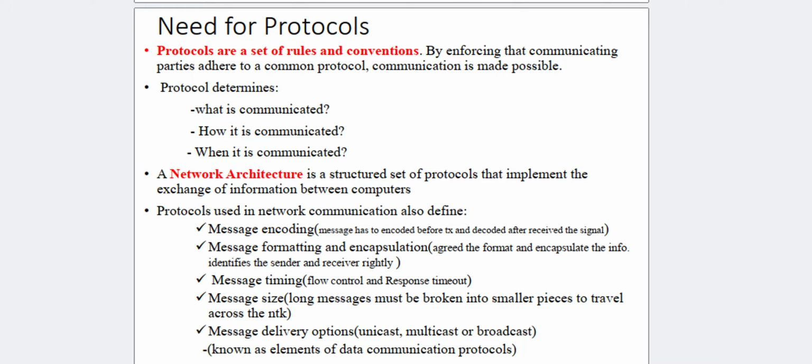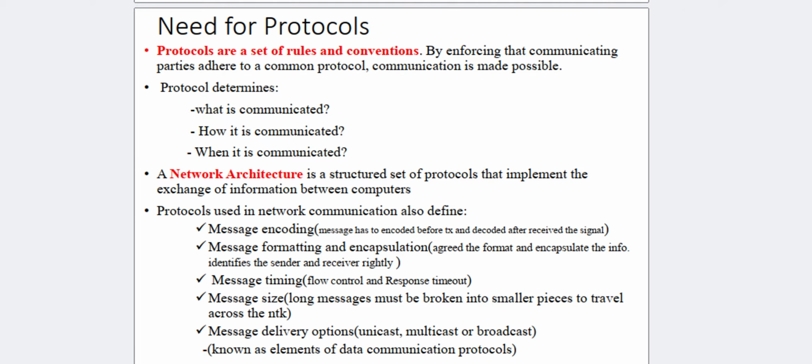A network architecture is a structured set of protocols that implement the exchange of information between computers. Protocols used in network communication also define message encoding. A message has to be encoded before transmission and decoded after the signal is received. Message formatting and encapsulation: an agreed format and encapsulation of the information identifies the sender and receiver rightly.